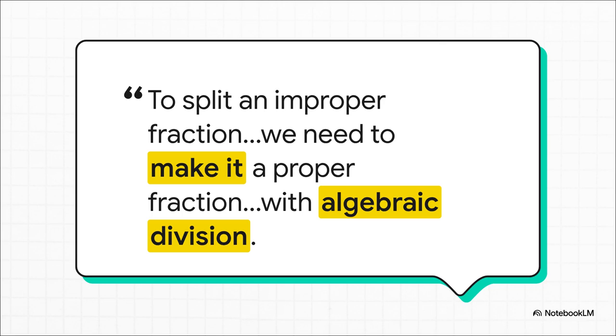You cannot, I repeat, cannot just start finding a, b, and c if you have an improper fraction. It just won't work. As Maths Genie puts it perfectly here, your first job, your number one priority, is to do algebraic division. This is what turns it into something manageable, a whole number part, plus a new proper fraction. And it's that proper fraction that we can finally decompose.